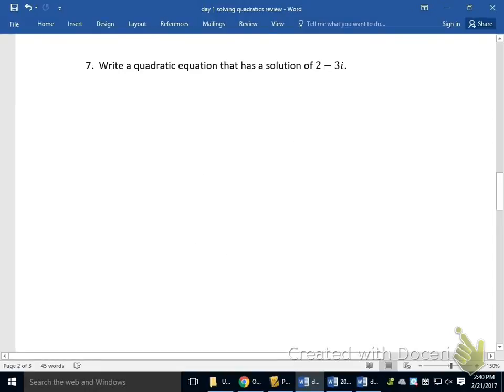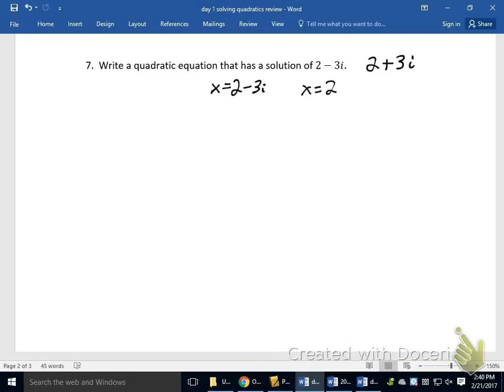For my last problem, I'm going to write a quadratic equation where I am given a root. Since the root is 2 minus 3i, that by default means that 2 plus 3i is also a root. It's called a conjugate pair. It always happens for imaginary answers and irrational answers. Now, that's what tells me what x is equal to. It's equal to 2 minus 3i, and x is also equal to 2 plus 3i.